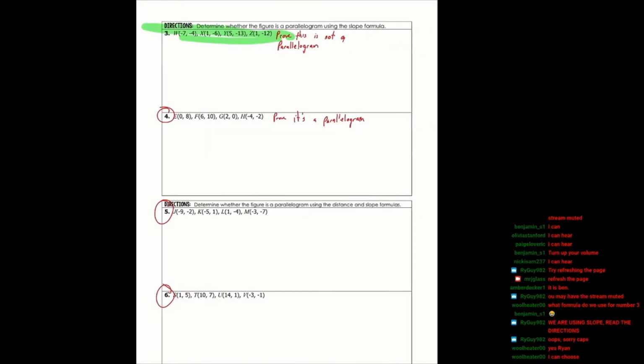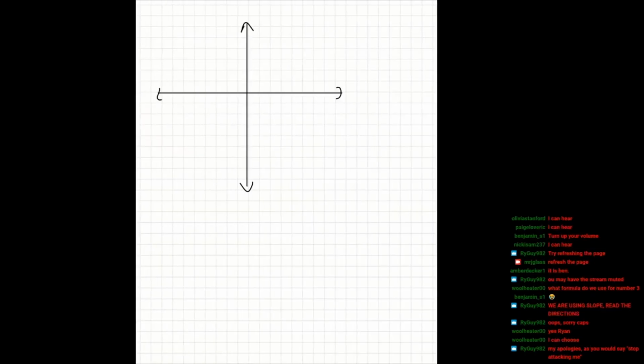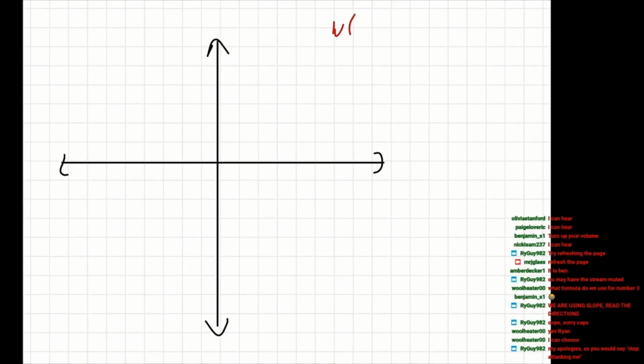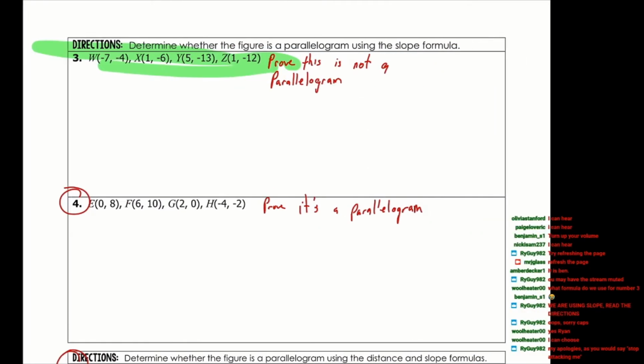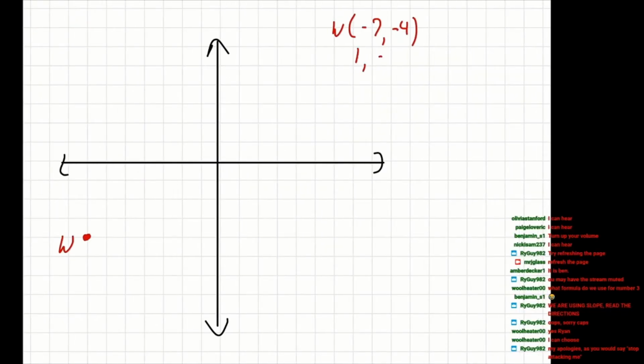So I'm going to start graphing these. We have W is -7, -4. -7. There we go. W. -6.